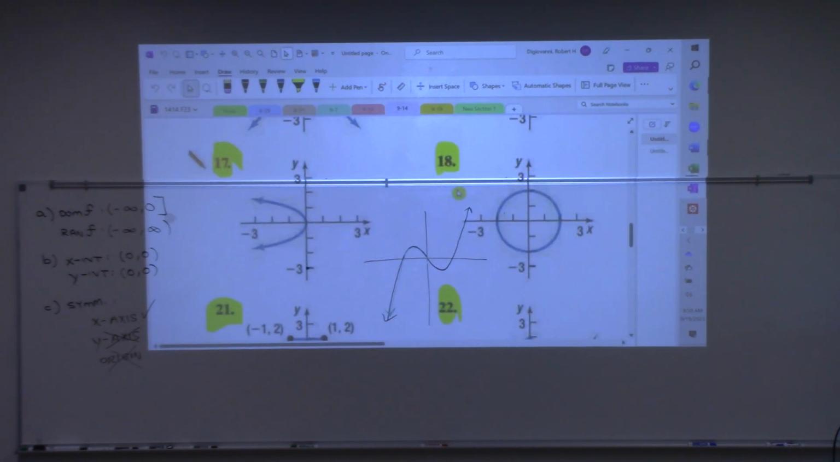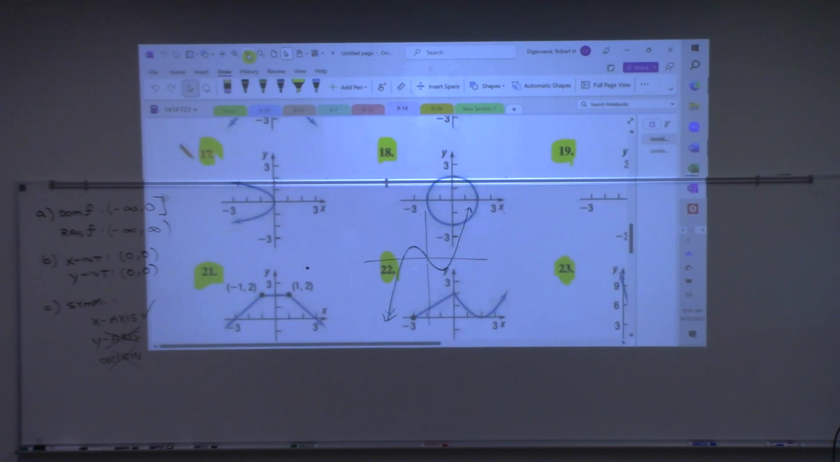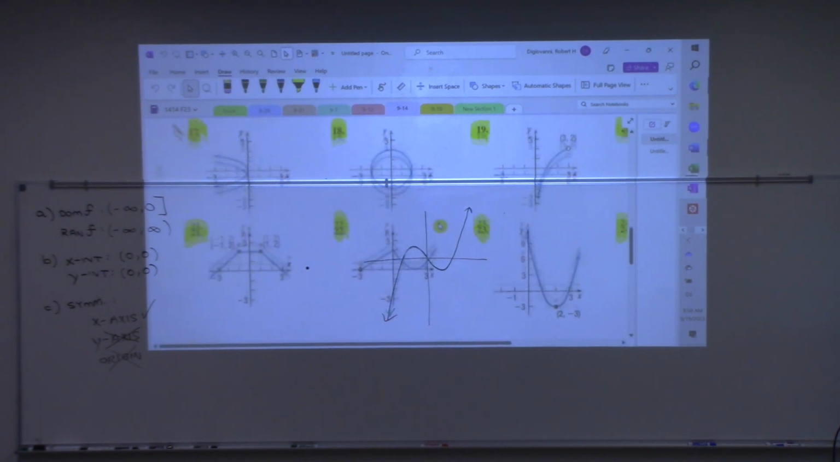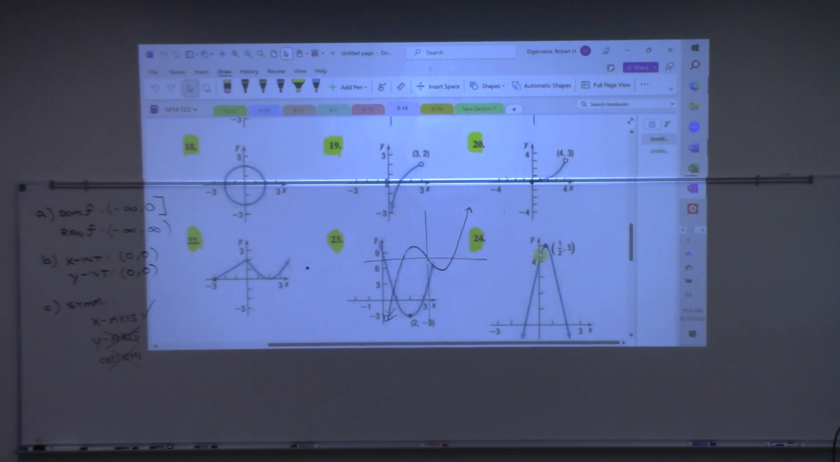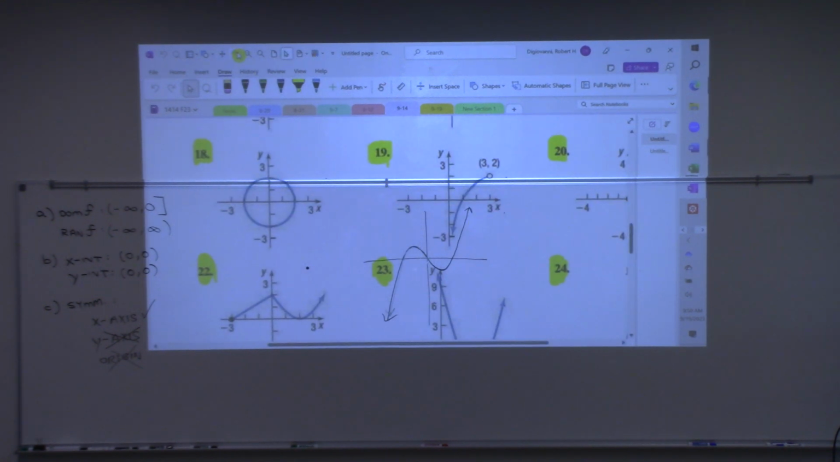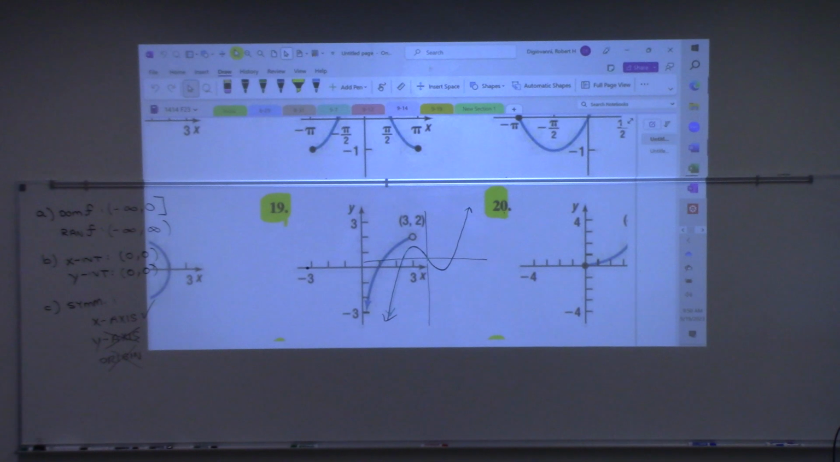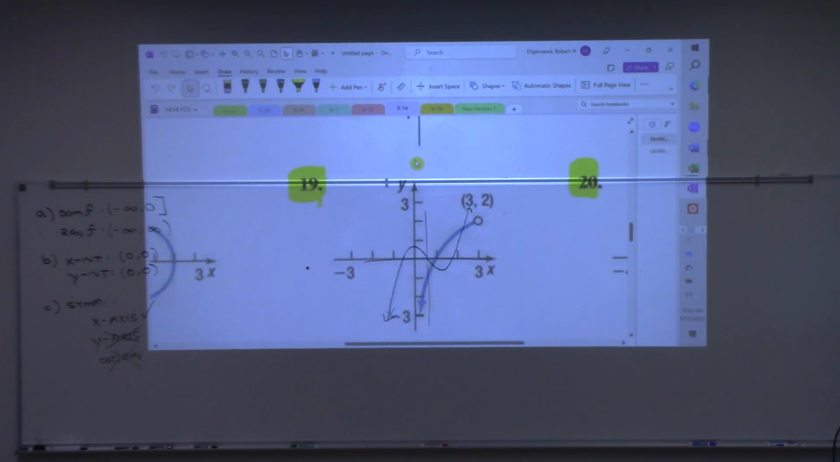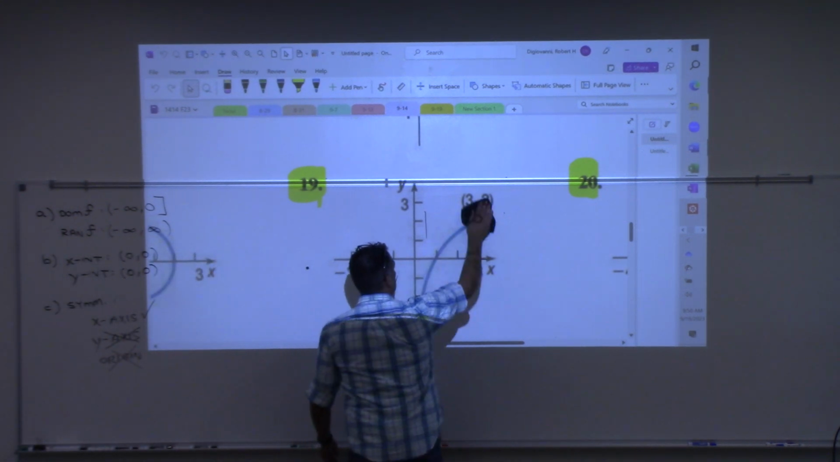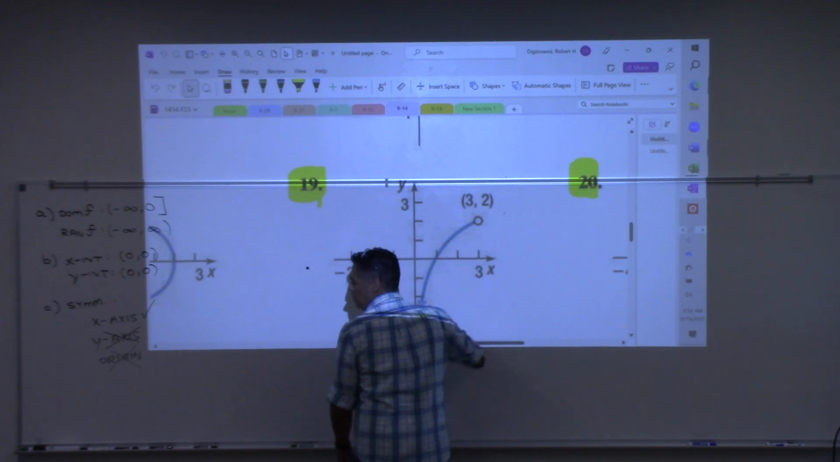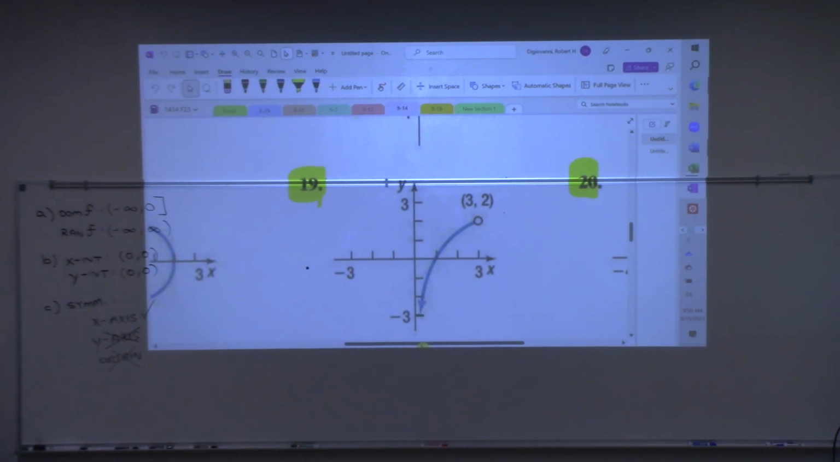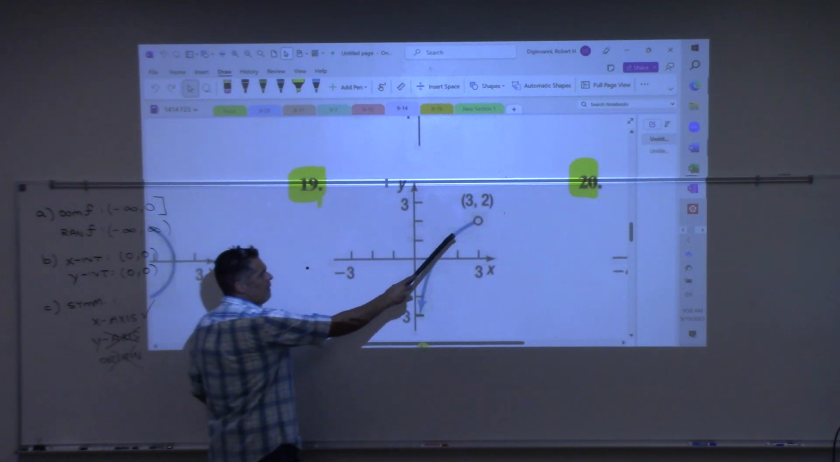Okay. Let me zoom out here. I want to do one more that has kind of an interesting little thing happening here. Let's do 19. 19 is a good one. What I like about 19 is that open hole that it has. Do you see that open hole right here?